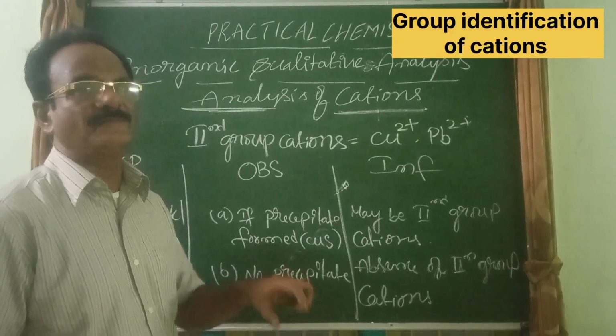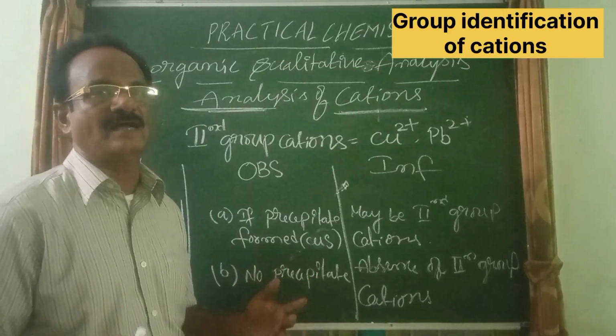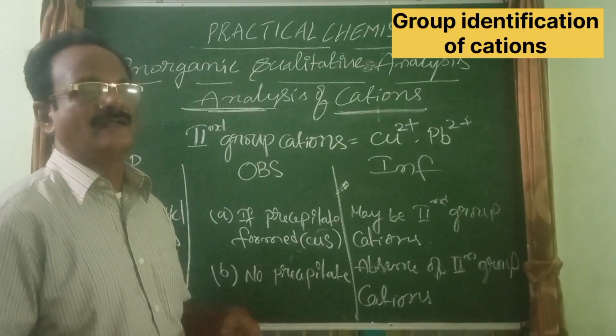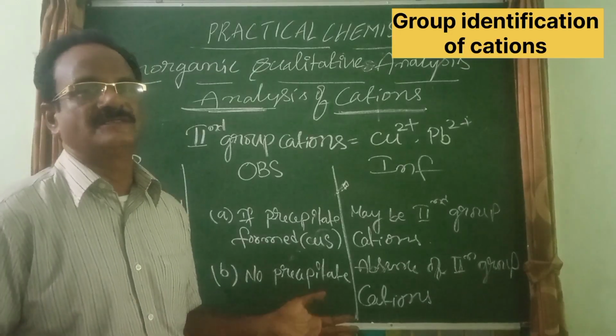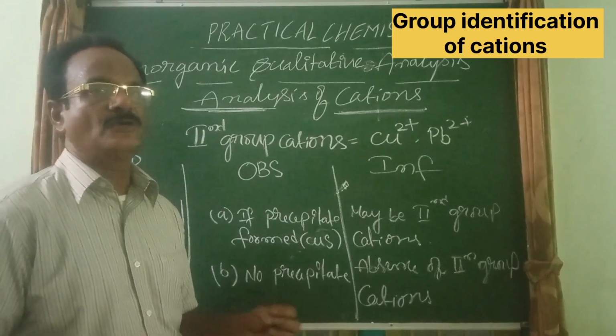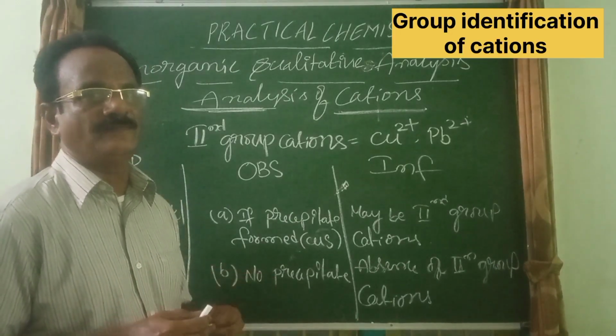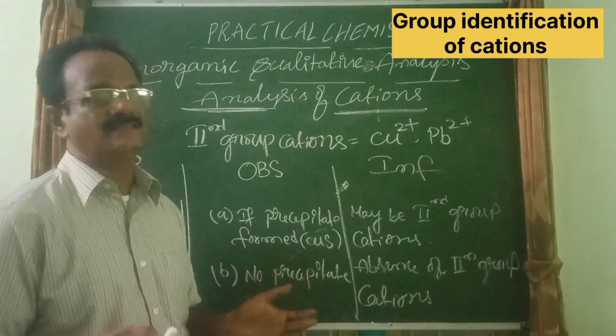Okay, sulfide precipitate. Usually in the second group, we identify copper, so cupric sulfide precipitate is formed. Moreover, a student has to keep in mind the second group precipitates are sulfides.